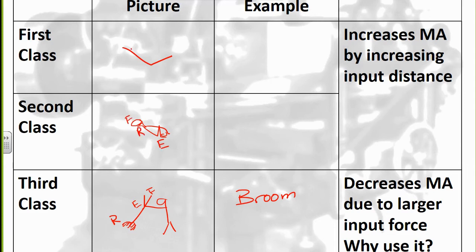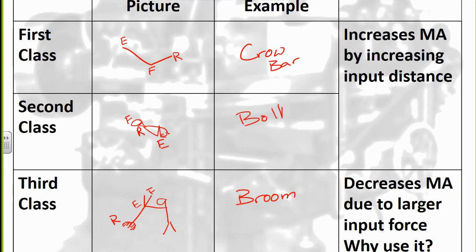And on the first class lever, we'd want you to say, oh, okay, well, if this is a crowbar, maybe I'm pulling here, and so this is my effort. My fulcrum's in the middle, and my resistance is here, right? So we could do a couple different types of examples here.